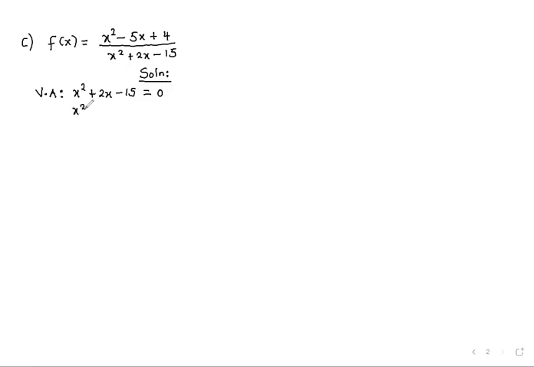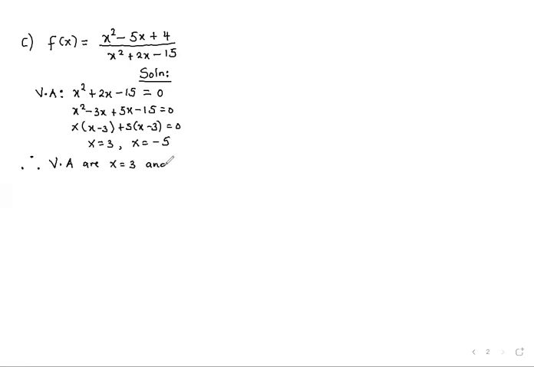x squared minus 3x plus 5x minus 15. We get 0. So we have x minus 3, we have 5, x minus 3 is 0. So we get x is equal to 3 and x is equal to negative 5. These are the vertical asymptotes. Therefore, the vertical asymptotes are x is equal to 3 and x is equal to negative 5.